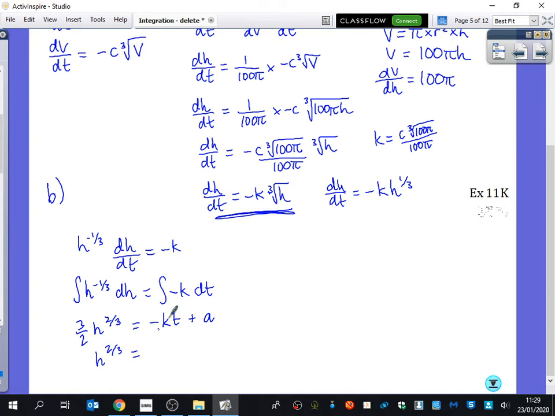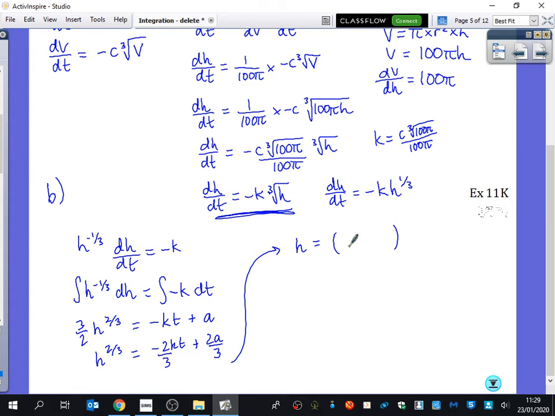So multiplying this by 2 and dividing it by 3. Multiplying this by 2 and dividing it by 3. Save a little bit of my space here. What power would I have to raise all of this to make h have a power of 1? 3 over 2, because remember, if you want to get rid of 2 thirds, you raise the power to 3 over 2, because 2 over 3 times 3 over 2 is just 1, 1 over 1.